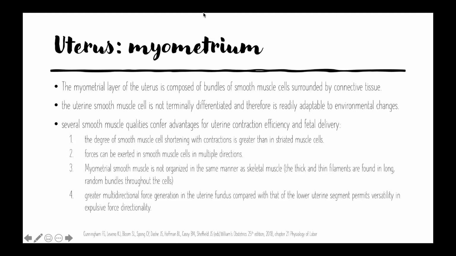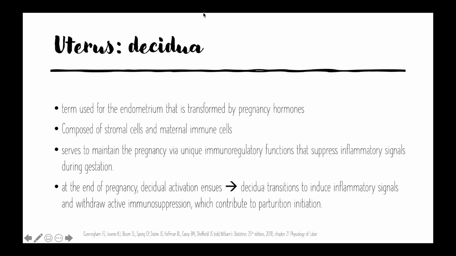Myometrial smooth muscle is not organized in the same manner as skeletal muscle, so the thick and thin filaments are found in long random bundles throughout the cells. And lastly, there's greater multidirectional force generation in the uterine fundus compared with that of the lower uterine segment, which permits versatility in expulsive force directionality.